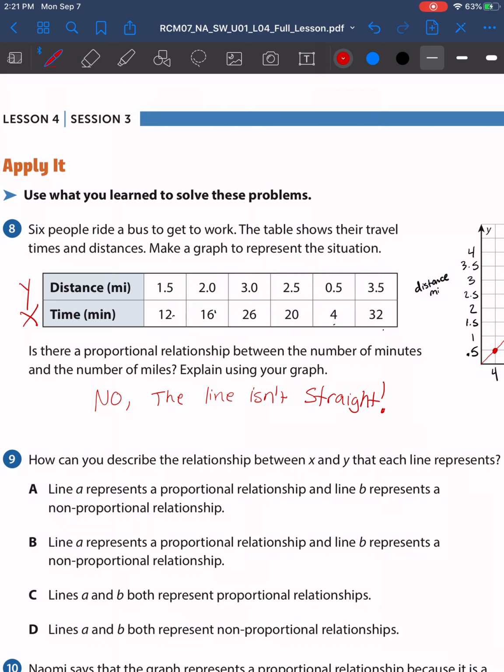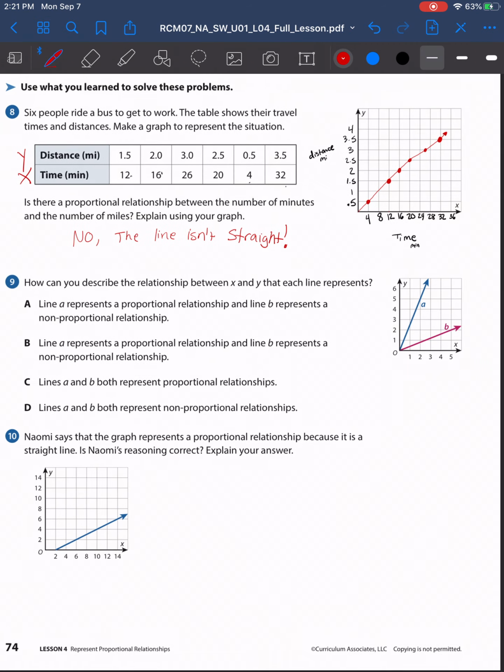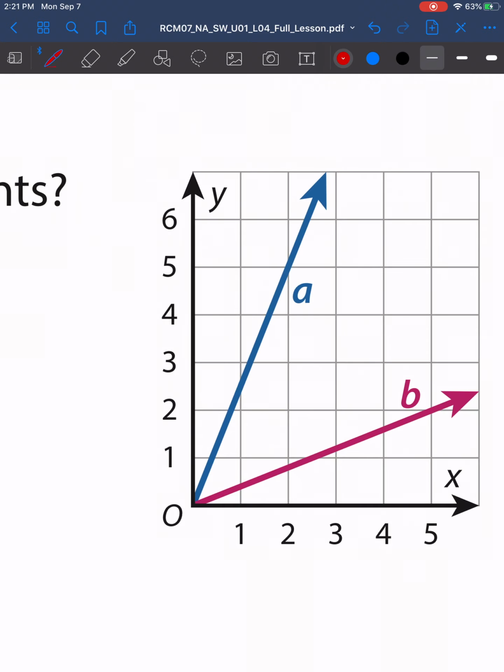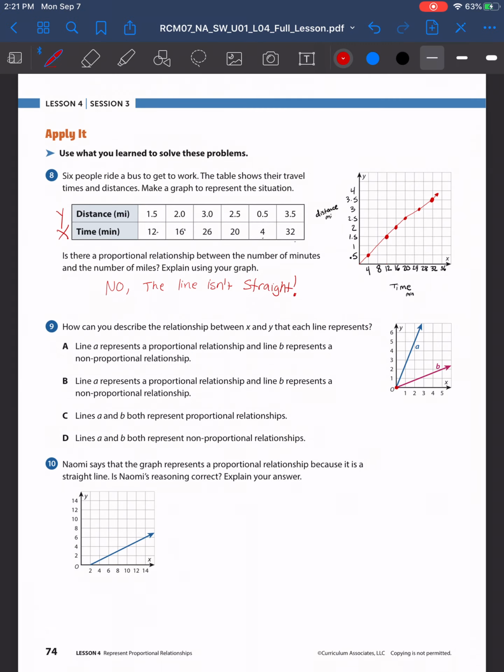Okay, number 9. How can you describe the relationship between x and y that each line represents? Okay, so let's look at A and B. Does line A represent a proportional relationship and line B represent a non-proportional relationship? Well, look at them. Are they both straight? Yes. Do they both start at 0? Yes. Okay, so we like them, right? So I don't like A. A is a bad answer. How about B? Line A is a proportional relationship and line B is a non-proportional relationship? No.